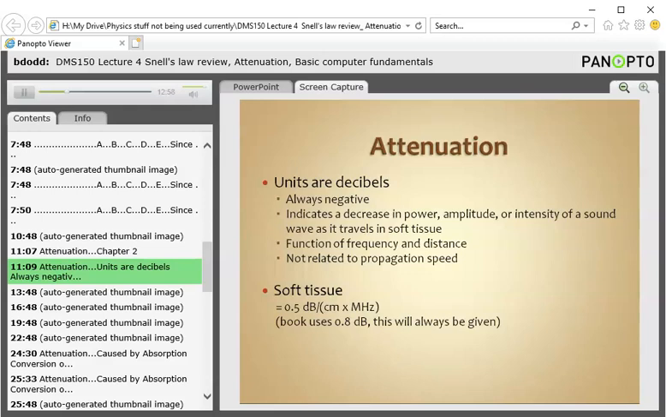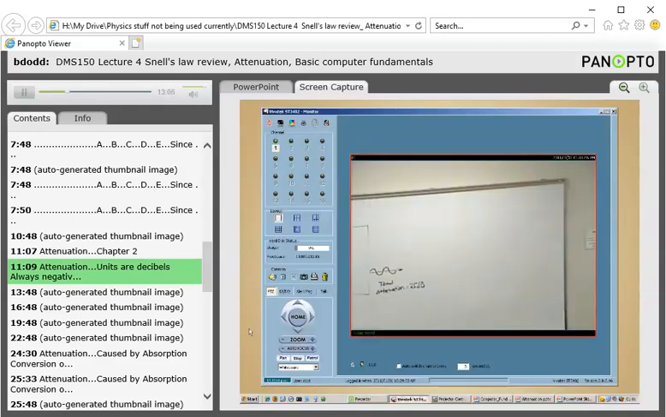So let's go through the 3 main types of attenuation that occur.